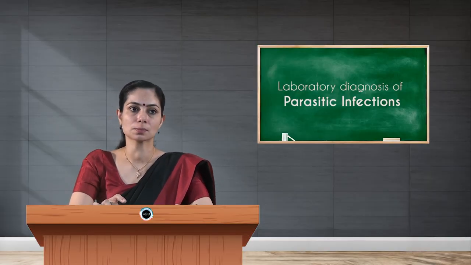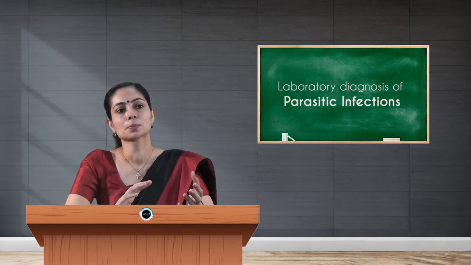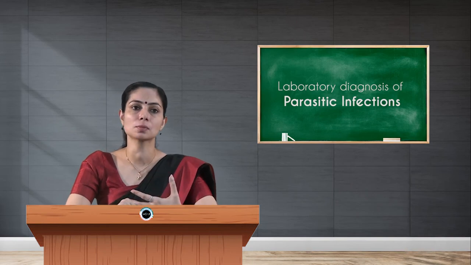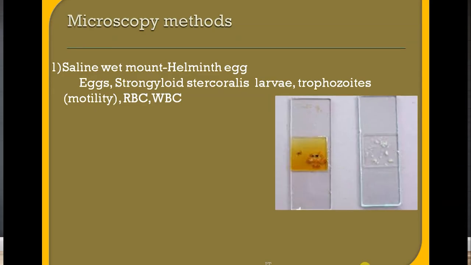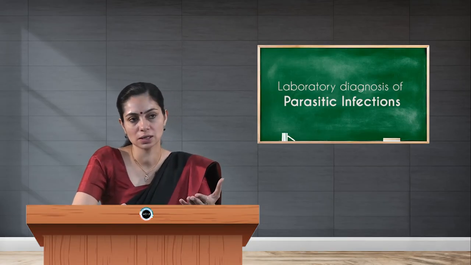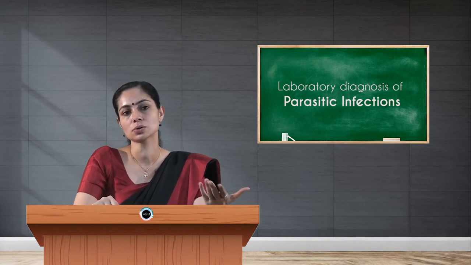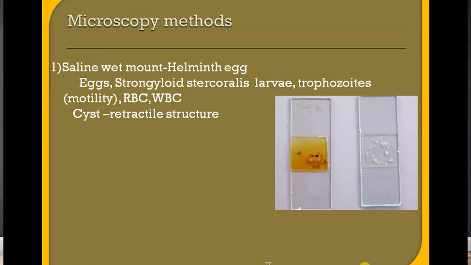So in case of saline wet mount, we mainly look for helminth eggs. These helminthic eggs will be present, or Strongyloides stercoralis larvae will be present, trophozoites will be present. So we just take a slide, put the sample and add saline, keep a cover slip, and observe it under the microscope. You can look for the motility of the trophozoite, you can see RBC, WBC and eggs of the parasite. Cysts are not seen in this because of the structure, which is refractile. Cysts are refractile structures, so you may not be able to appreciate them in the saline wet mount.